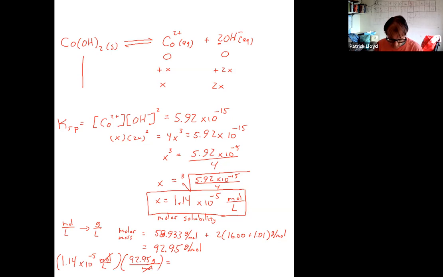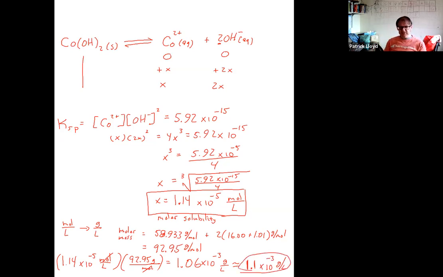Let's try that again. 1.14 times 10 to the minus 5 times 92.95. So it's about 1.06 times 10 to the negative 3 grams per liter. They wanted it to 2 significant digits, which is a reasonable expectation. Usually solubility constants and solubilities are only known to about at best 5%, and often it's not even that good. So really having more than 2 significant digits is probably inappropriate. And so we'll round it to 2, and there you go.